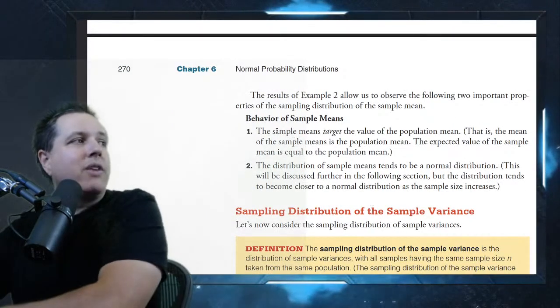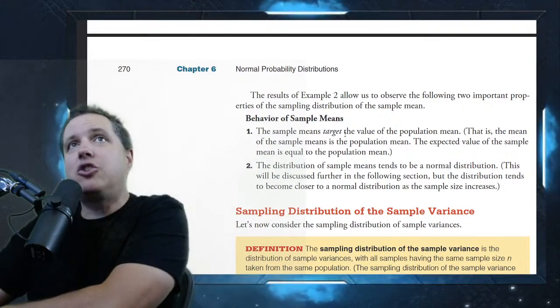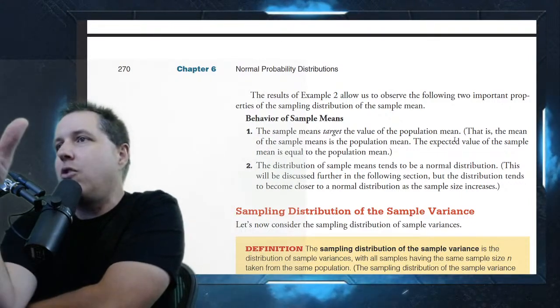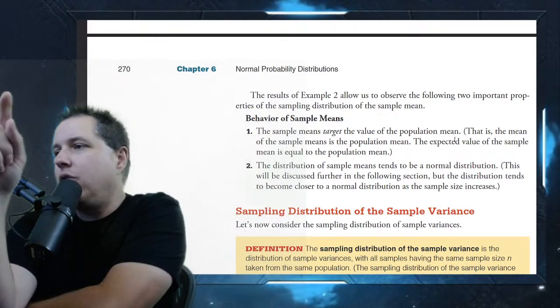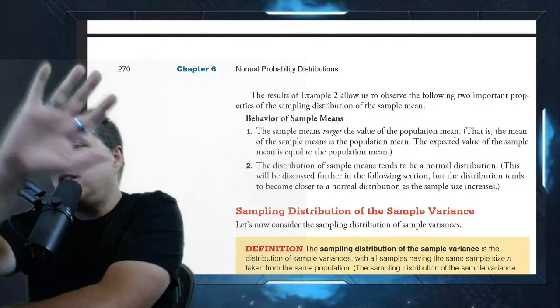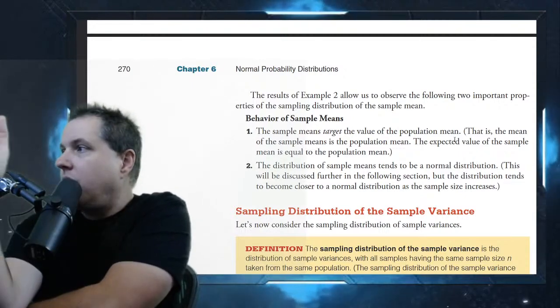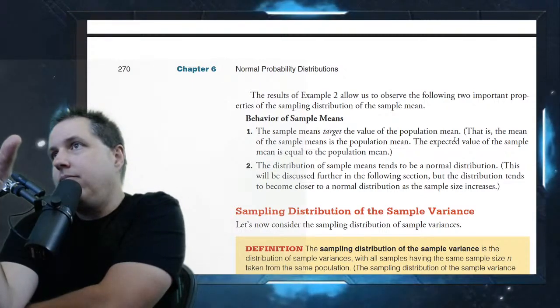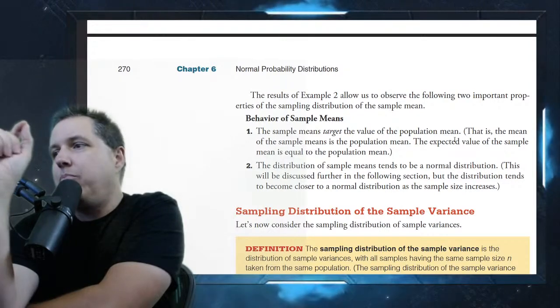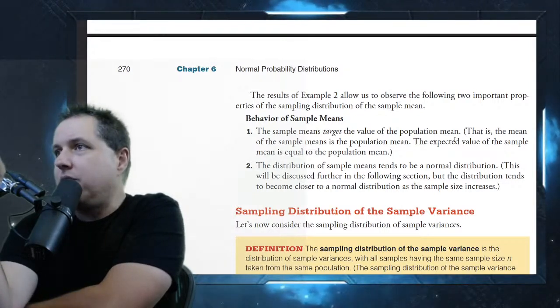So here's a way of saying what I'm trying to get at. The sample means target the value of the population mean, right? It's kind of like a dartboard, and say you're playing a game where you're trying to hit the bullseye. Well, let's say it's a brand new board, right? Never had anything thrown at it. And you have a bunch of people trying to hit the bullseye. Well, some people are going to hit the bullseye.